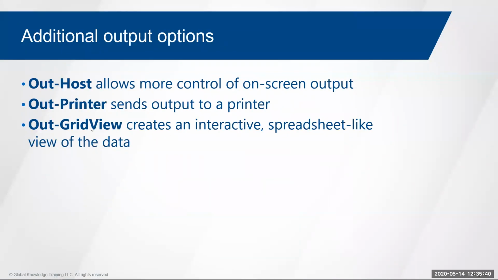So as we saw, we've got the Out-GridView, really nice. You could, of course, get this nice spreadsheet list of information. Out-Host puts, gives us control on the screen, and Out-Printer, of course, is obviously going to send it to a printer for you.